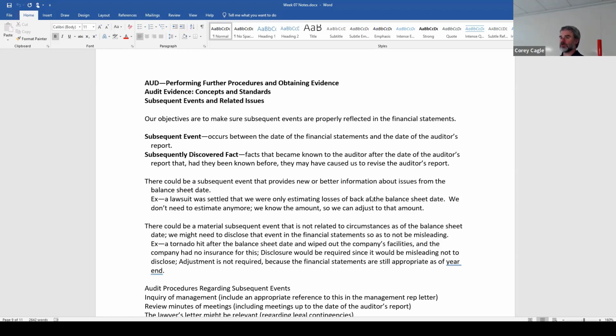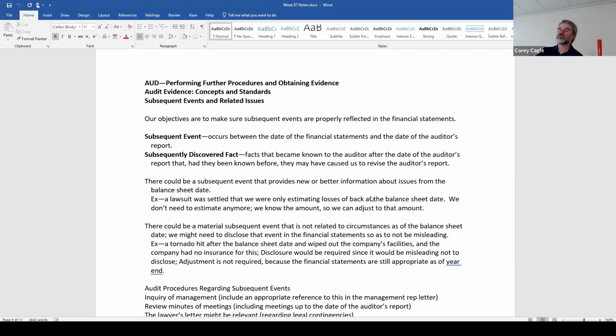So we would have a note disclosure that said, hey, in February, there's a big old tornado that wiped out the facility. So we got that going on. Just to let y'all know, it was after the balance sheet date, so we didn't make any adjustments to the financial statements, but here's the information about that, and it's a big deal, right? So we would disclose something like that.